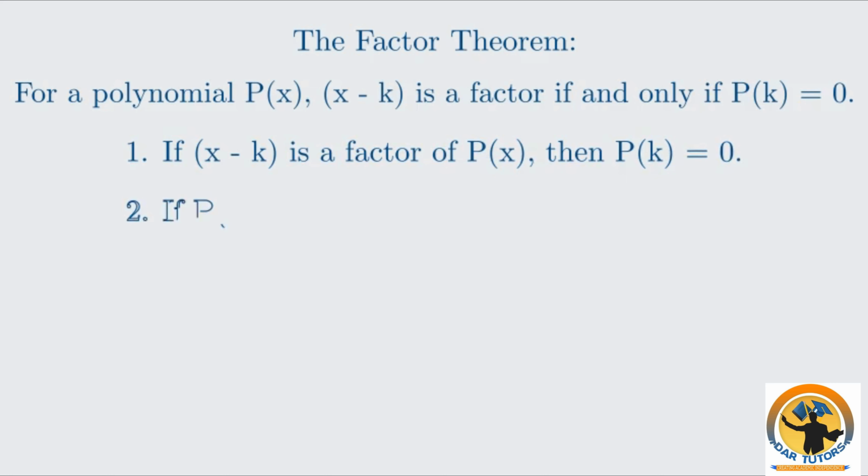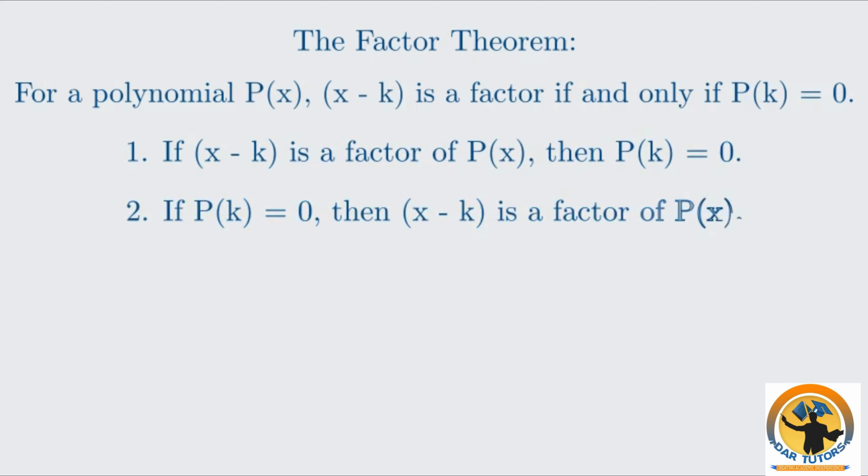Second, if p of k equals 0, the remainder theorem tells us that the remainder when dividing p of x by x minus k is 0. A 0 remainder means that x minus k divides p of x perfectly, making it a factor. In essence, finding a 0 of a polynomial is equivalent to finding a linear factor. Let's work through an example.